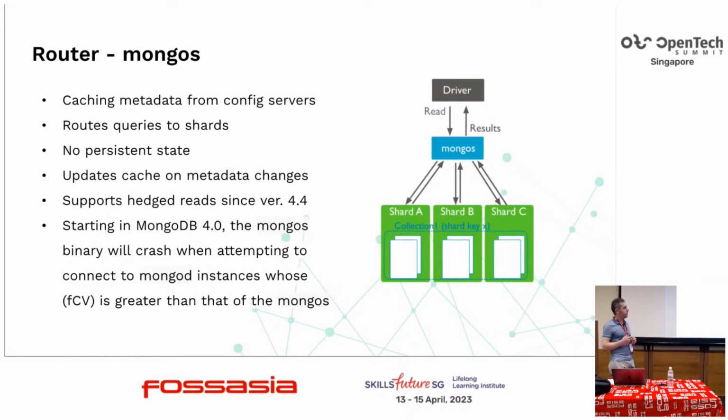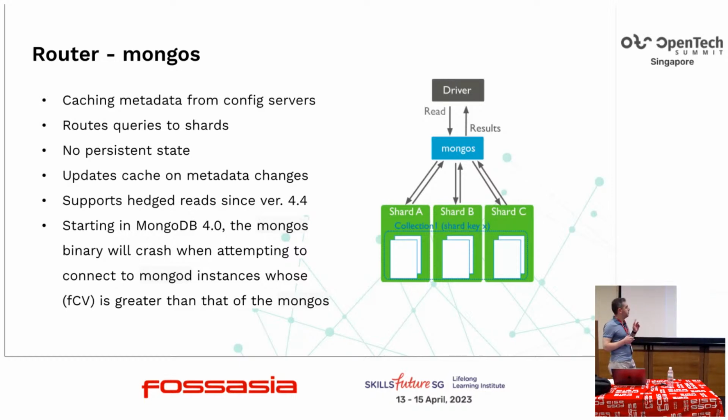And the last piece of the sharded cluster is MongoS, which is just a router, and it doesn't have any persistent state. It has all the metadata in memory. It gets the metadata from the config server, refreshes the state, and when a query is sent, it makes a decision where to send the query, to which shard.